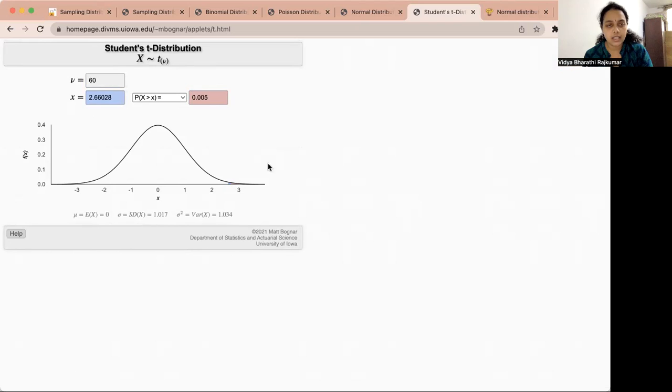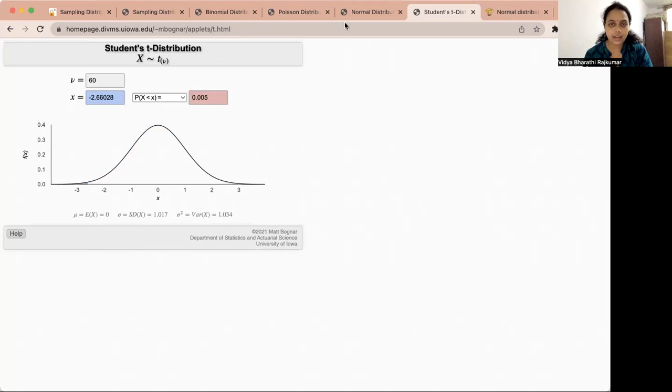Similarly, if I want to figure out the point such that the area to its left is 0.005, all I have to do is choose x less than or equal to x and specify this to be 0.005. You'll get that this threshold value here is minus 2.66.